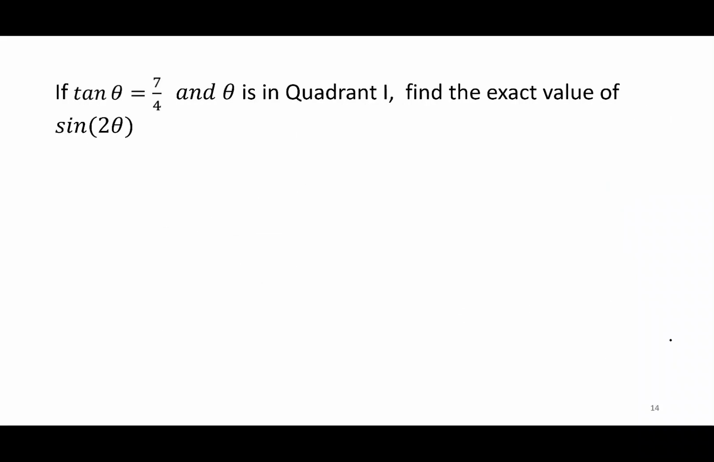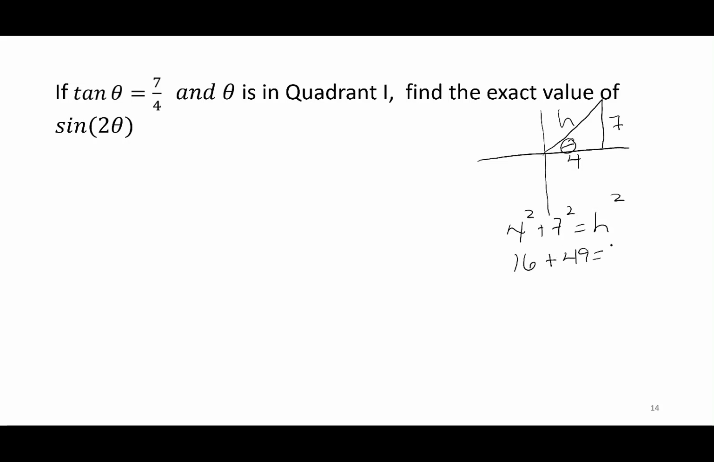Our last problem says if tangent of theta is 7 over 4 and theta is in quadrant 1, find the exact value of sine 2 theta. I'm going to start by drawing theta in the first quadrant. I don't know the hypotenuse, so we can call it h. 4 squared plus 7 squared will give us h squared. 4 squared is 16, 7 squared is 49, and 16 plus 49 is 65. That's equal to h squared. I take the square root of each side. That tells me that h is equal to the square root of 65.